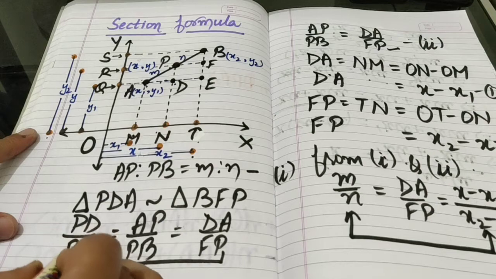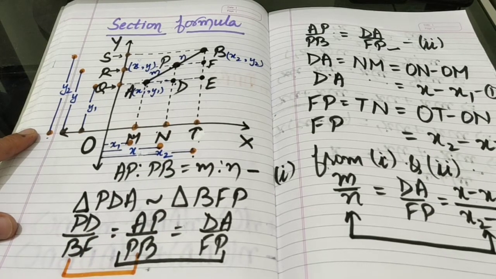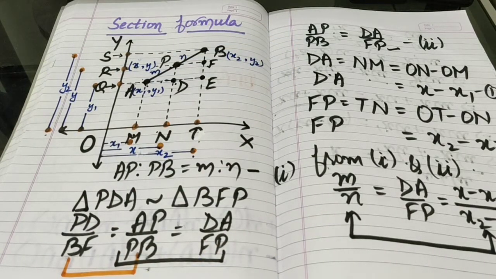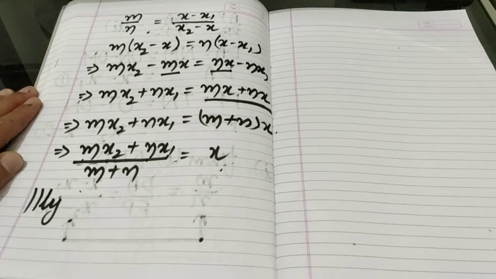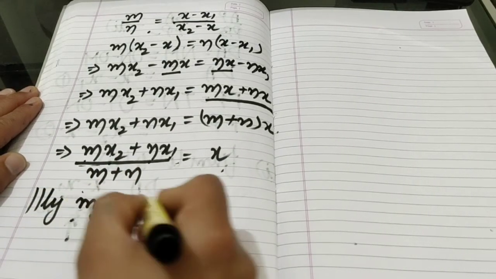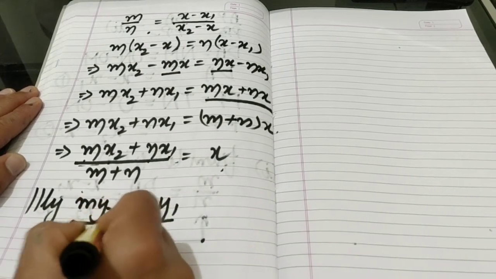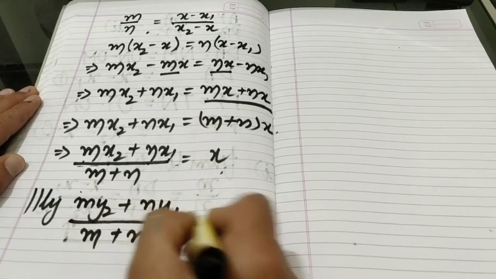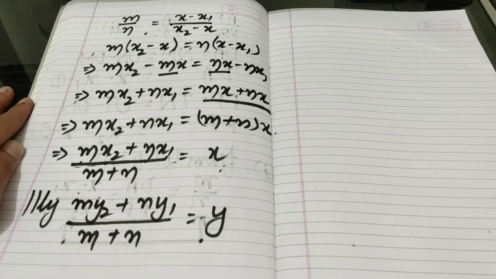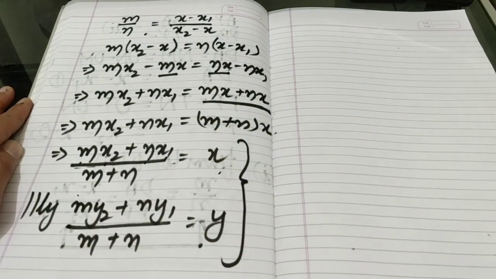Similarly, if we equate these two and follow the same procedure as we have done here, then we will get one more relation, that is m into y2 plus n into y1 upon m plus n equals y. And this set of relationships is what we call the section formula.